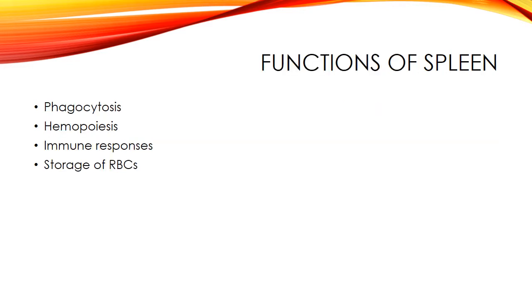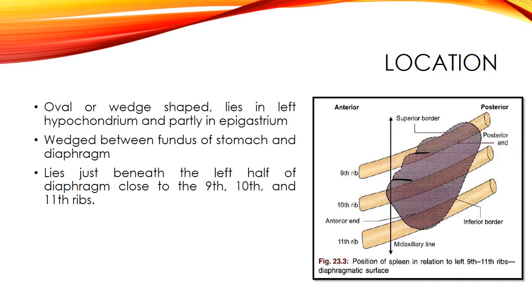The major functions of the spleen include phagocytosis. They also include hemopoiesis, which is the formation of new red blood cells or new blood cells. So the location of the spleen: it is basically oval or wedge-like in shape and it lies majorly in the left hypochondrium and part of it also lies in the epigastrium.